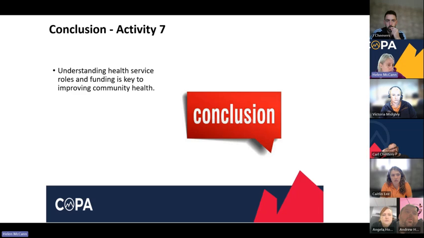So just finishing off this activity 7 then. From understanding health services roles, funding is key to improving community health. So we should have a better understanding of the statutory services that are available out there. Maybe a little bit of research into what you have got for those that don't know what's out there, and then look at ways that we can improve these services.